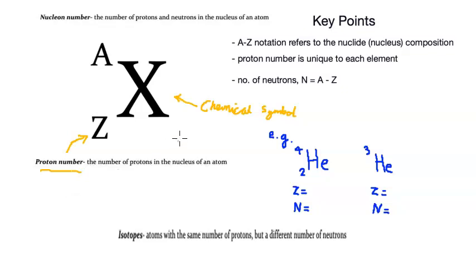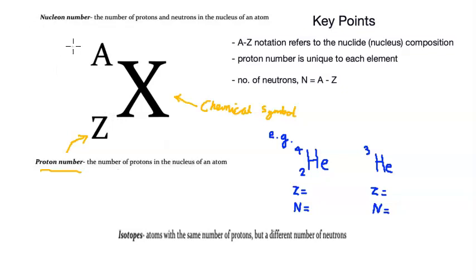What this means is that the proton number is not actually necessary if the chemical symbol is given, and so sometimes you'll see the atom or nuclei represented without including the proton number, and you'll just see the chemical symbol and nucleon number, and that will fully specify all the particles which are in the nucleus.